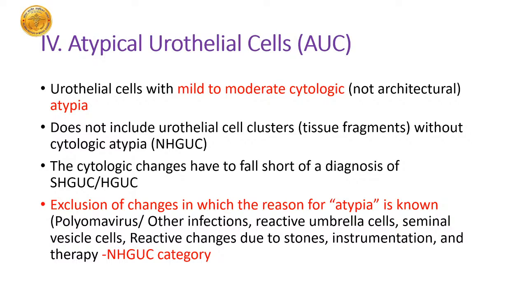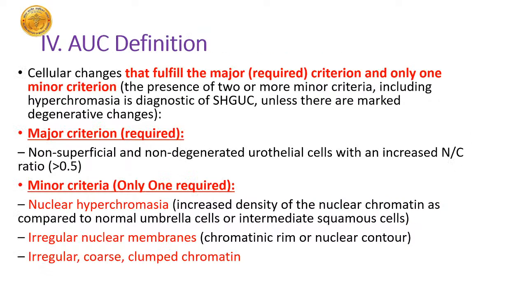So next slide, please. Yeah. Next slide, please. So the definition is that we need one major criterion and one minor criterion to diagnose AUC. What is this major criterion? The major criterion says that you should have a non-degenerated urothelial cell or a non-superficial urothelial cell with an increased NC ratio. Now, what is this increased NC ratio? They say the nucleus should be occupying more than 50% of the cytoplasm. That is, the NC ratio is more than 0.5.